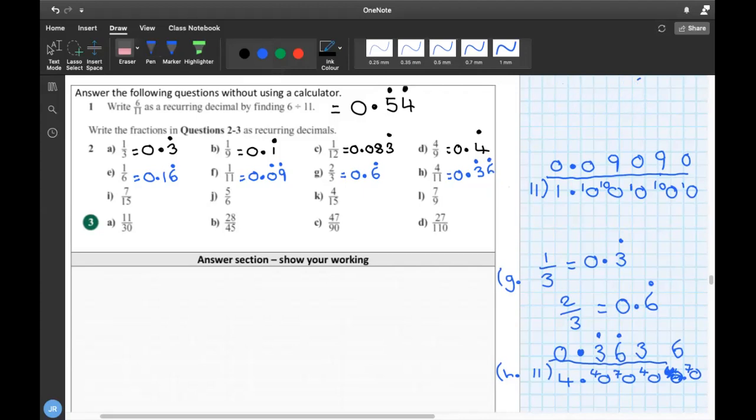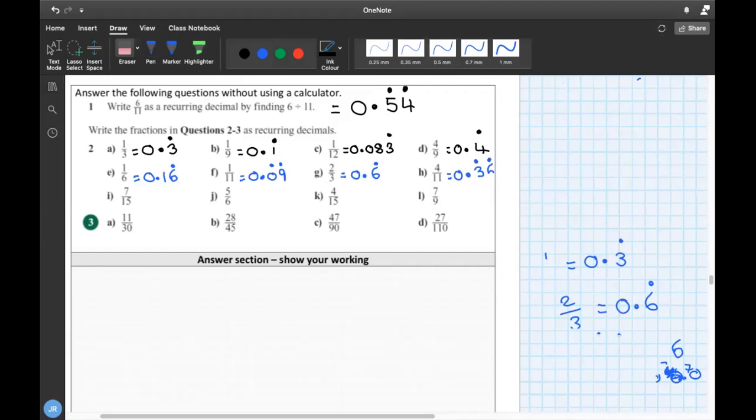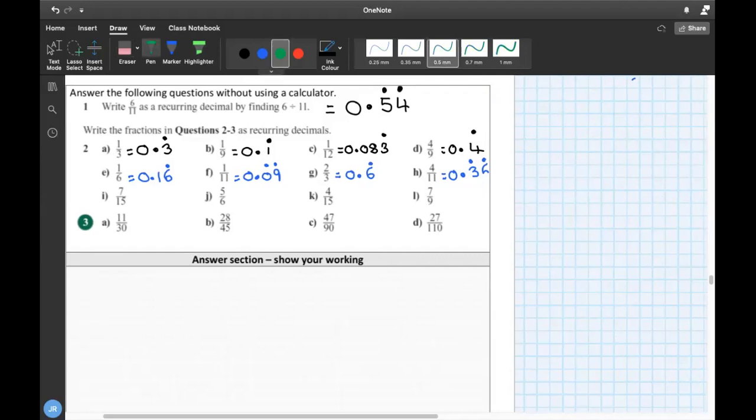I to L. And we're going to do these in green. Okay then, so we've got I to L.